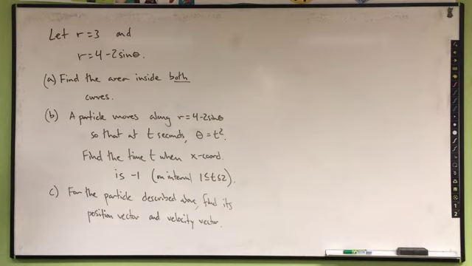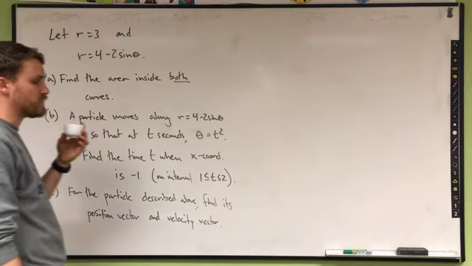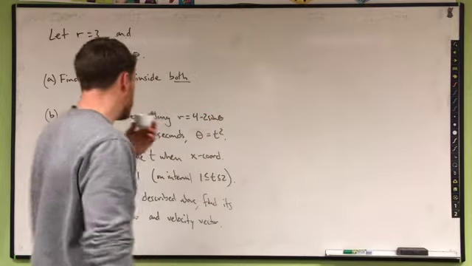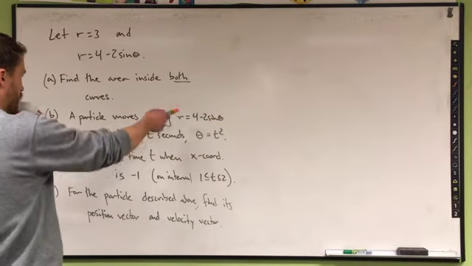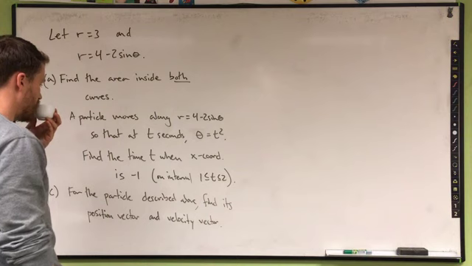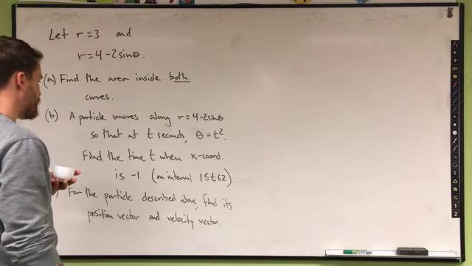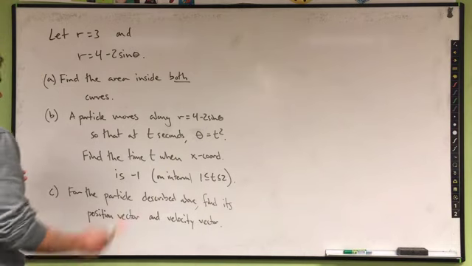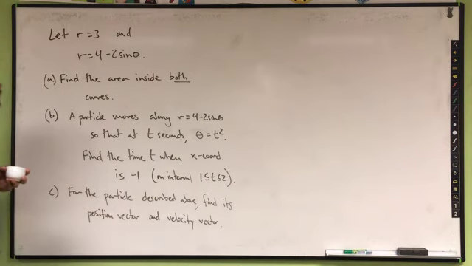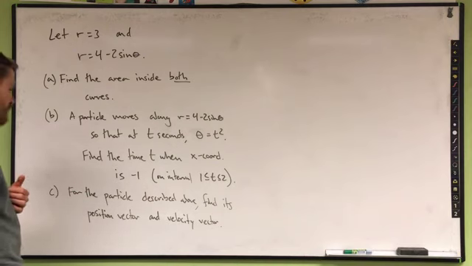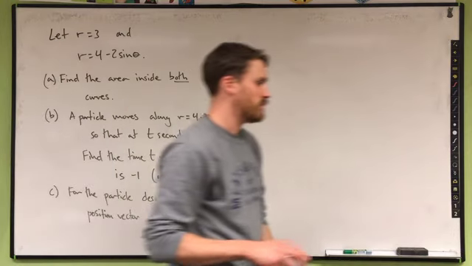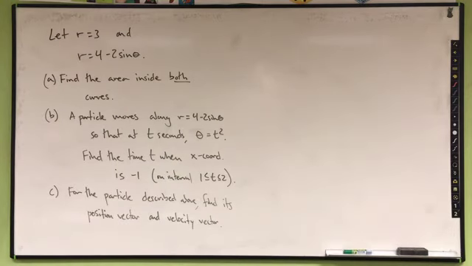Okay, so we're going to need to draw a picture, maybe figure out where they intersect to make sure we're finding the area inside both. Particle moves along the second curve so that at t seconds theta equals t squared. Okay, find the time t when the x coordinate is -1 on this interval. And then for the particle described above, find its position vector and velocity vector. Okay, interesting. So we're going to need quite a few things here.